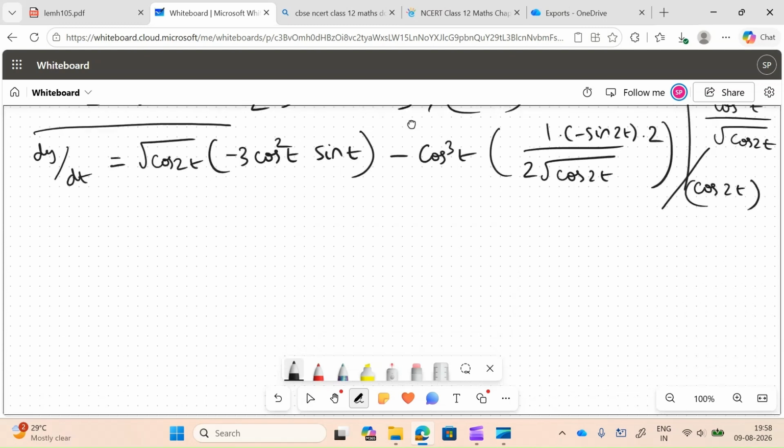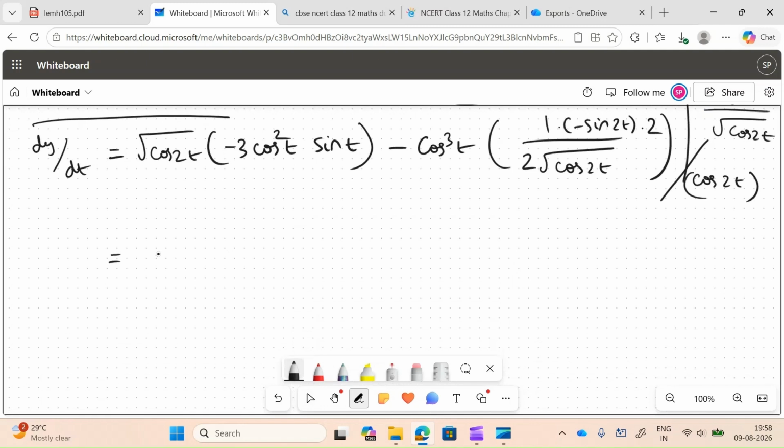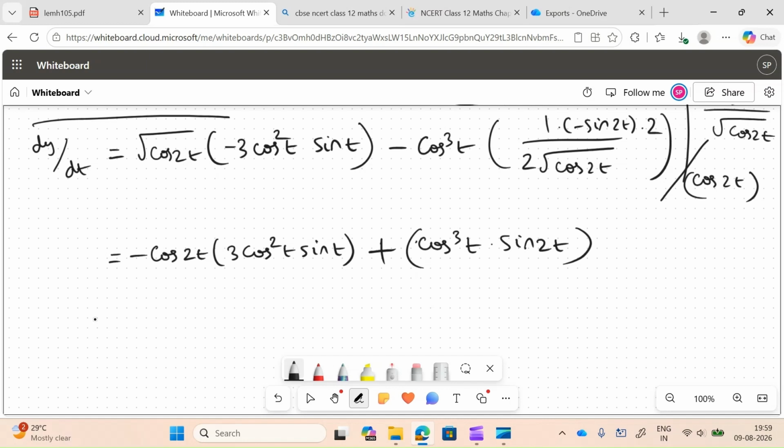Now same thing you have to do here. Take LCM of root of cos 2t. So this will be cos 2t times, take minus here, 3 cos square t sin t, minus will be plus, right? The 2 gets cancelled. So this will be cos cube t times sin 2t. Understood?